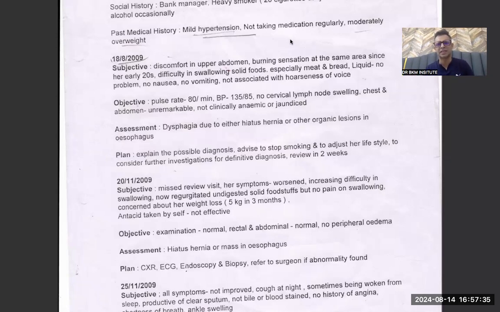Then we said if there is nothing objective, that means you must be having dysphagia. That is the problem you are having, dysphagia, due to either hiatus hernia or other organic lesions in the esophagus. Explain the possible diagnosis, advise to stop smoking and to adjust her lifestyle, to consider further investigation and come back for review after 2 weeks.